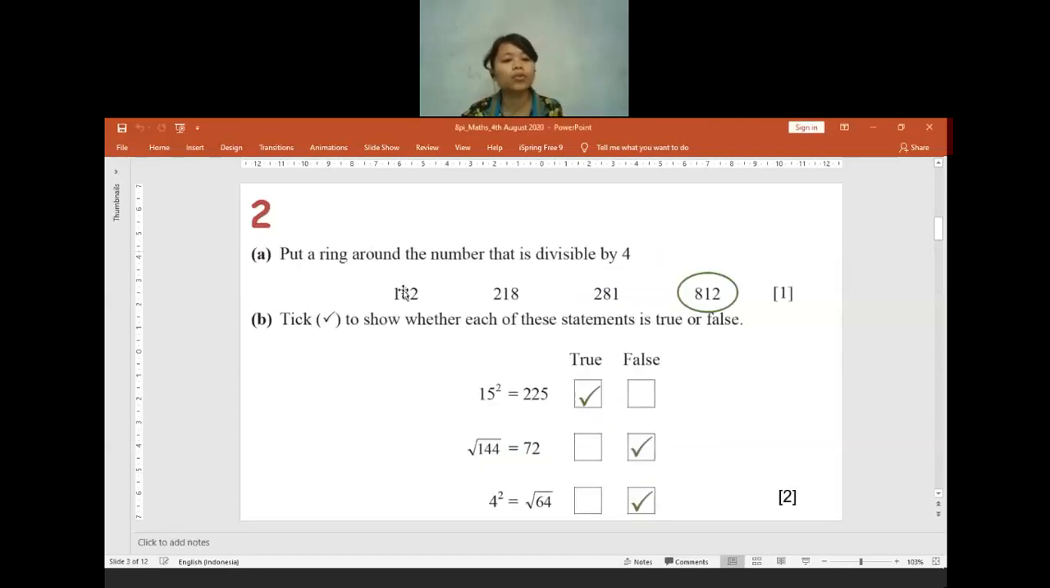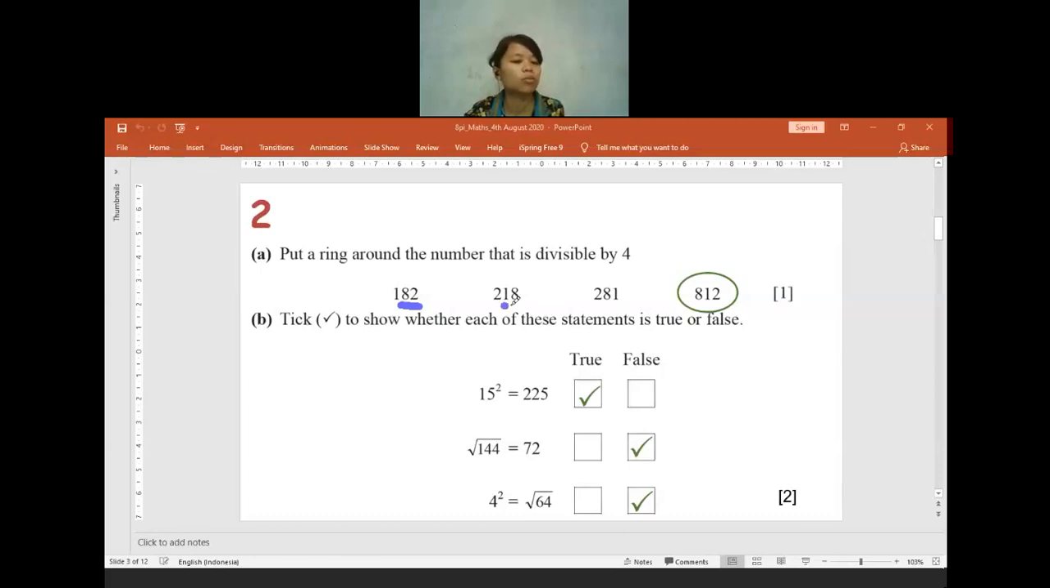For question 2, put a ring around the number that is divisible by 4. To check if a number is divisible by 4, you can just check the last 2 digits. If the last 2 digits are divisible by 4, the number is divisible by 4. You don't have to do 182 divided by 4. You just need to check 82 divided by 4. It cannot be divided by 4, so it is not divisible by 4.